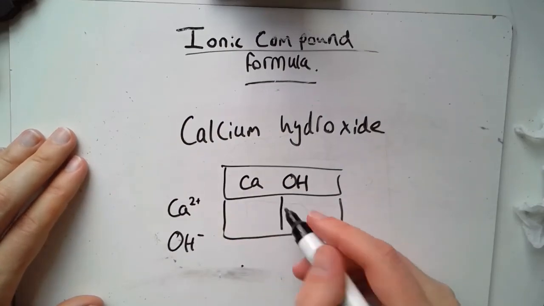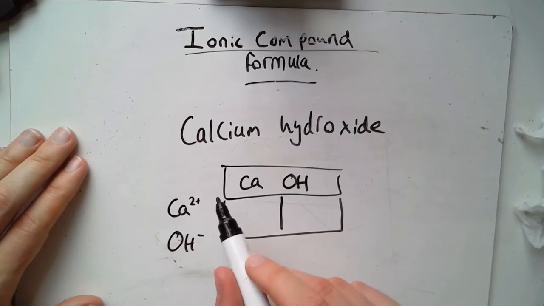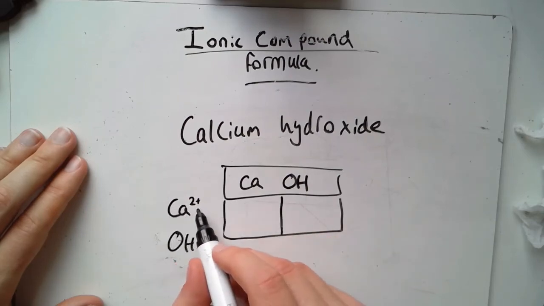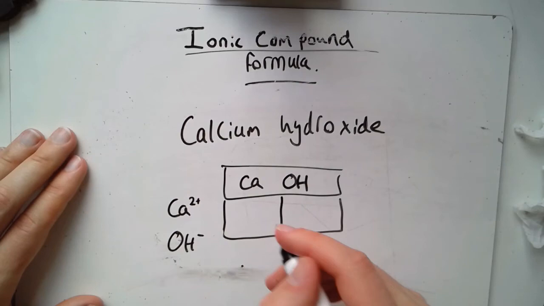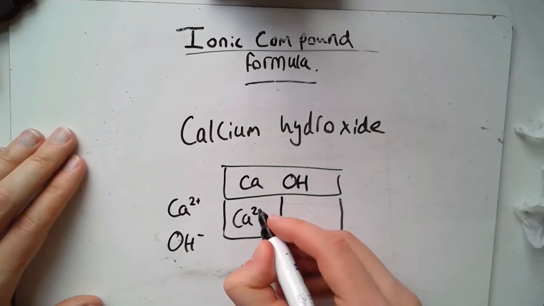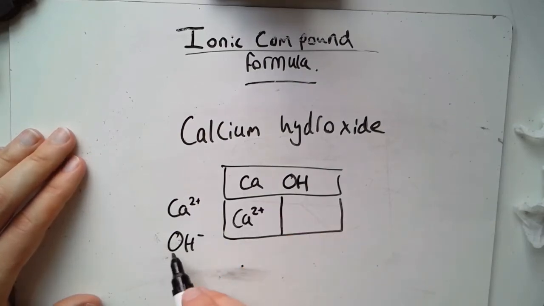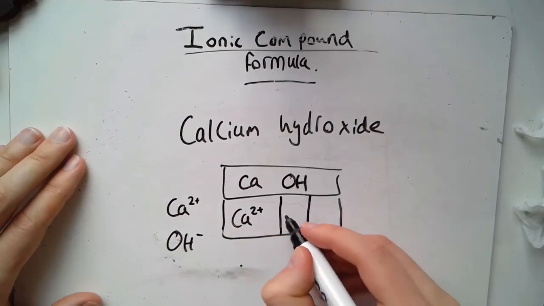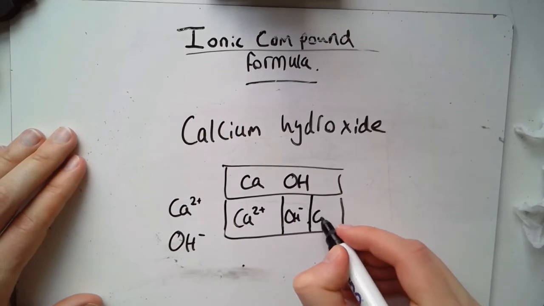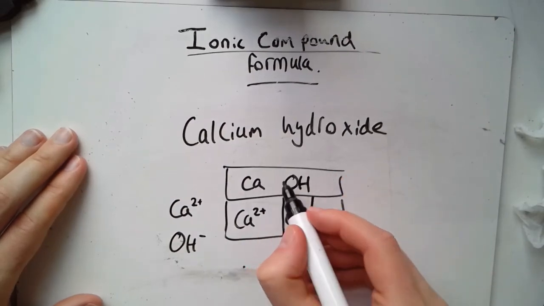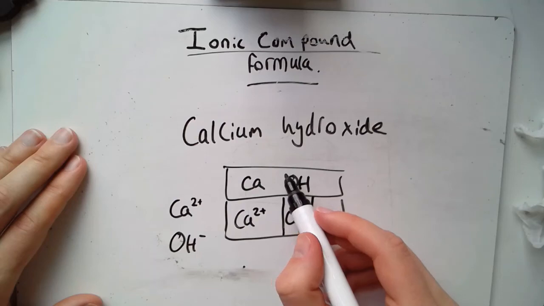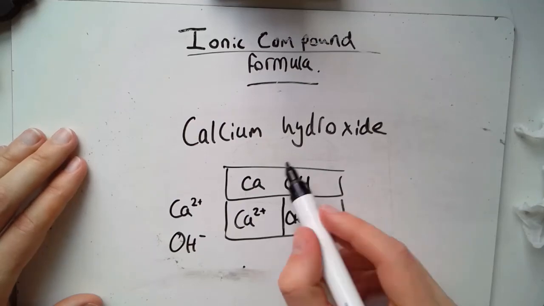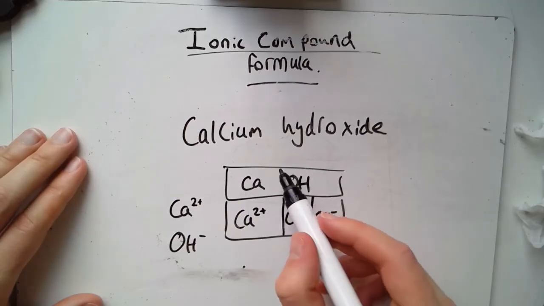I'm then going to write the ion with the largest charge into the box first. That's going to be Ca2+. This has only got a charge of 1-. So here, this is calcium hydroxide. I need 2 negative hydroxide ions to cancel out my 2+ charge on my calcium. And so I know I need 2 of those, but how do I show that I've got 2 hydroxide ions in this formula?